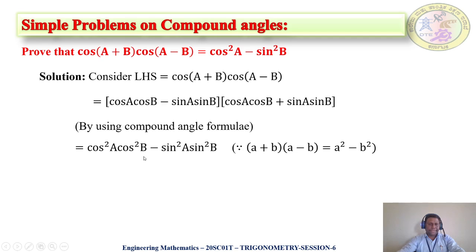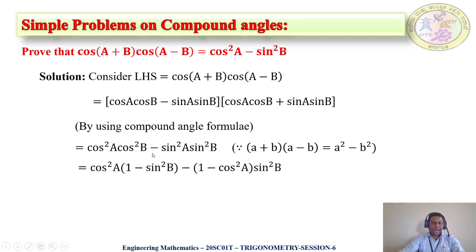Cos square B can be replaced by 1 minus sin square B, and sin square A can be replaced by 1 minus cos square A. As you know, the formula is sin square theta plus cos square theta equal to 1. By using that, we can write sin square theta equal to 1 minus cos square theta. Similarly, cos square theta equal to 1 minus sin square theta. Since we need to get only these two values, cos square A and sin square B, we have to change the other two values. So we substitute 1 minus sin square B in place of cos square B, and 1 minus cos square A in place of sin square A. Then multiply the things.